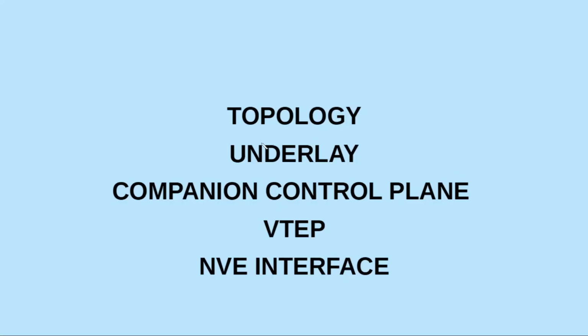This is a summary of what we saw in this session: building blocks for VXLAN. First of all, select your topology. You can go for a spine and leaf topology for data centers, or you can go for traditional 3-tier, 2-tier, or 1-tier topologies for an enterprise deployment. Remember that you need a layer 3 underlay protocol up and running.